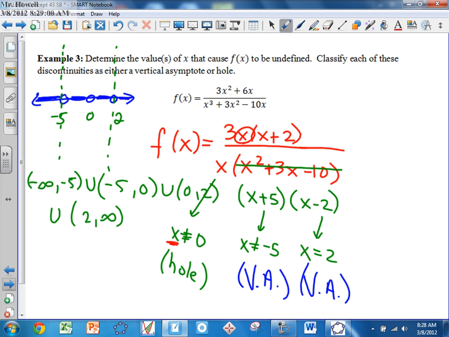How many discontinuities are there? 1, 2, 3. There's 3. If you cut something with 3 cuts, don't you get 4 pieces from it? Think about a loaf of bread. Cut a loaf of bread, no matter where, 3 times anywhere. You always get 4 pieces.